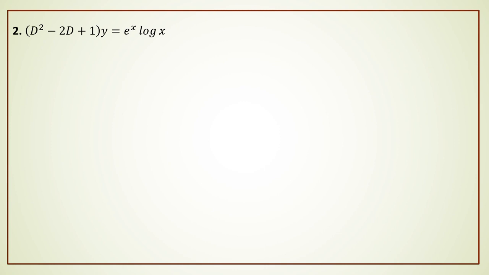Next problem, that is to find the complete solution of the differential equation by the method of variation of parameter, and the differential equation over here is D square minus 2D plus 1 of y is equal to e to the power x log x. So let me find the complementary function of it.